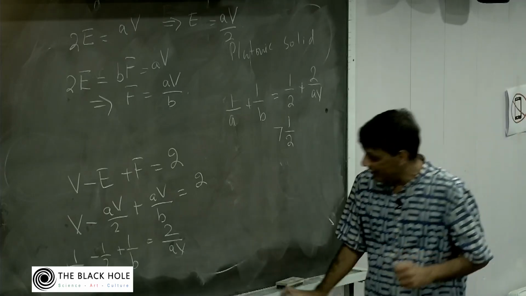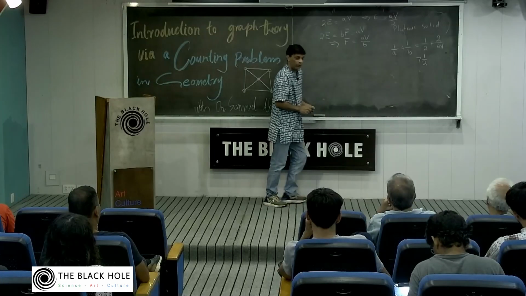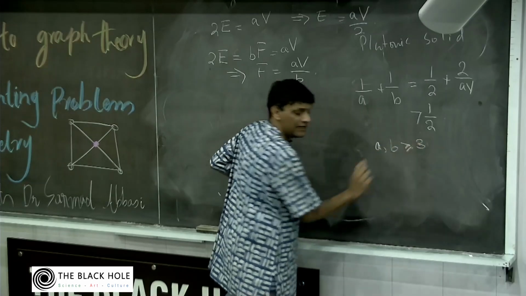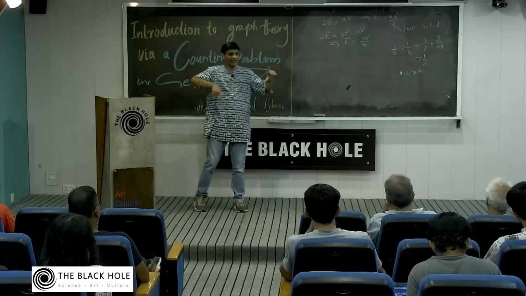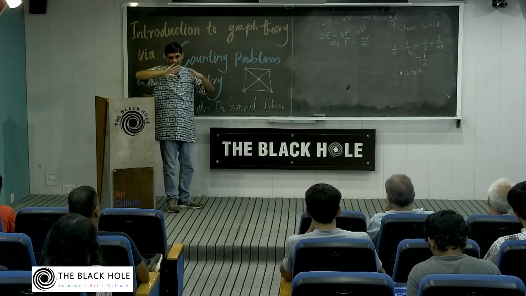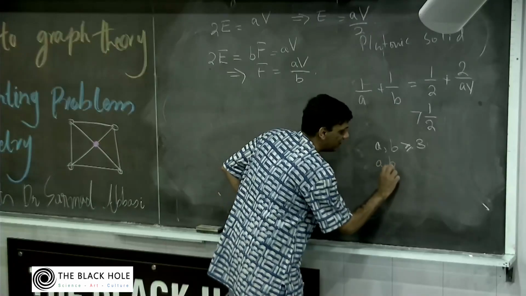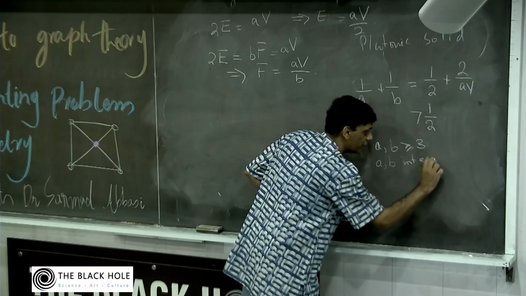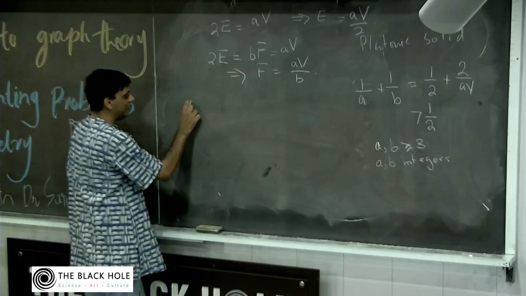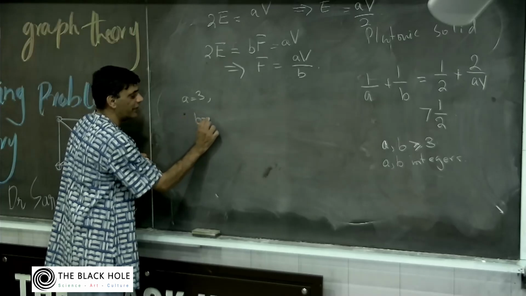Okay? All right. What else do we know about A and B? Okay. So A and B are both greater than or equal to 3, right? A face has at least 3 sides, and a vertex has at least 3 things coming to it. And we have that A and B are integers. Okay? So let's see. If I take A equals 3, right, can B be equal to 3?